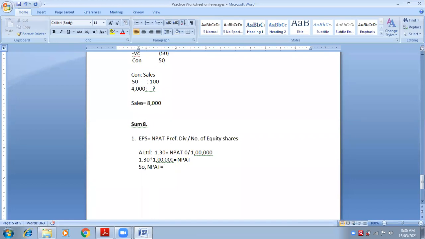What is my net profit after tax? What should be net profit after tax? 1 lakh into 1.30. Yes, open your calculator and do it.